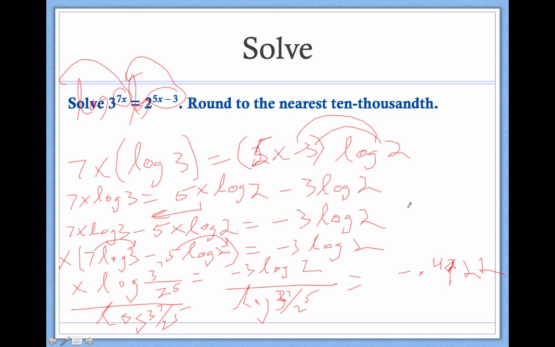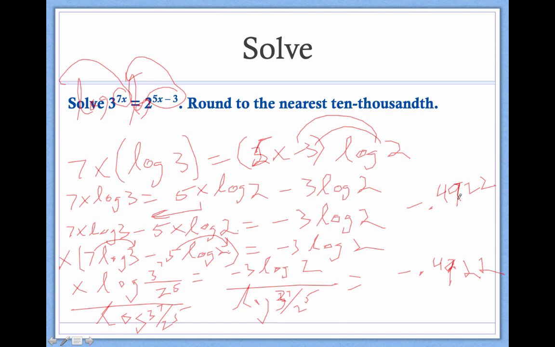You can check your work by plugging in the negative 0.4922. 3 raised to the 7 times negative 0.4922 gives an answer. Then do 2 raised to the 5 times negative 0.4922, minus 3, which gives you an answer. I got for both of them 0.02270, and then it goes off on rounding error, but I get the same thing.